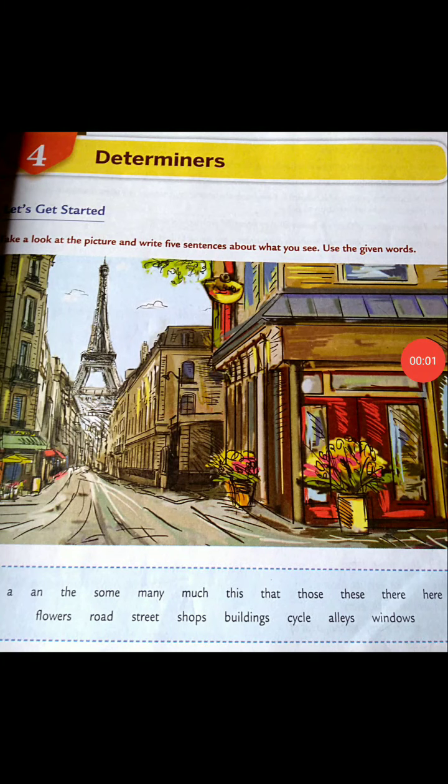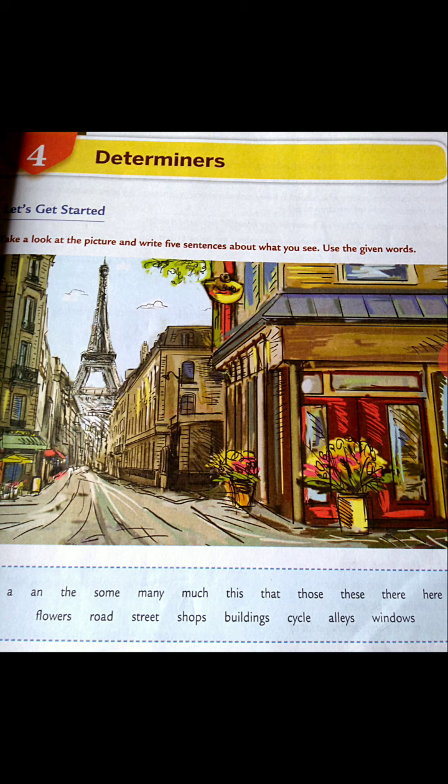Yes, children, open your language books, grammar books on page number 27. We begin with a new lesson, determiners, lesson number 4 in your language. Now, you just look at this picture.